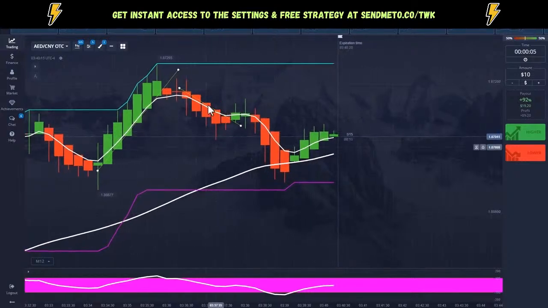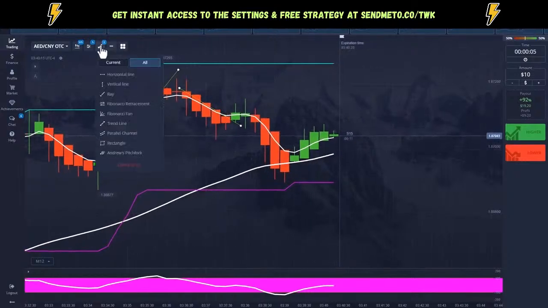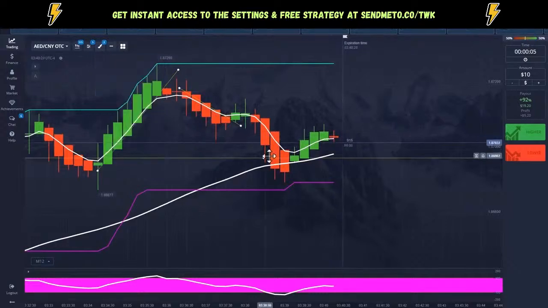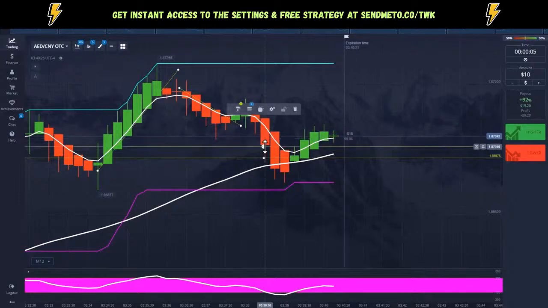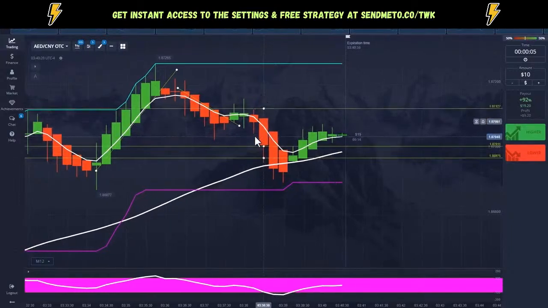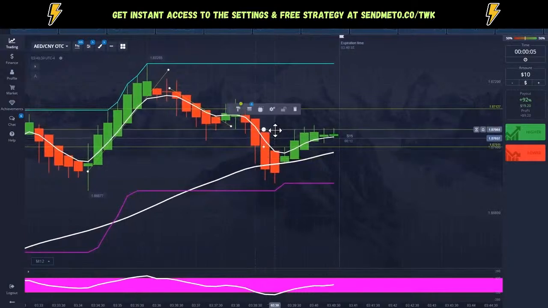Now, another thing, how do we draw or use our horizontal lines? We're going to take a horizontal line. Let's grab a couple more and we're going to set one right here. We're going to set another one right here and let's do another one right here. Why am I putting a line right here?